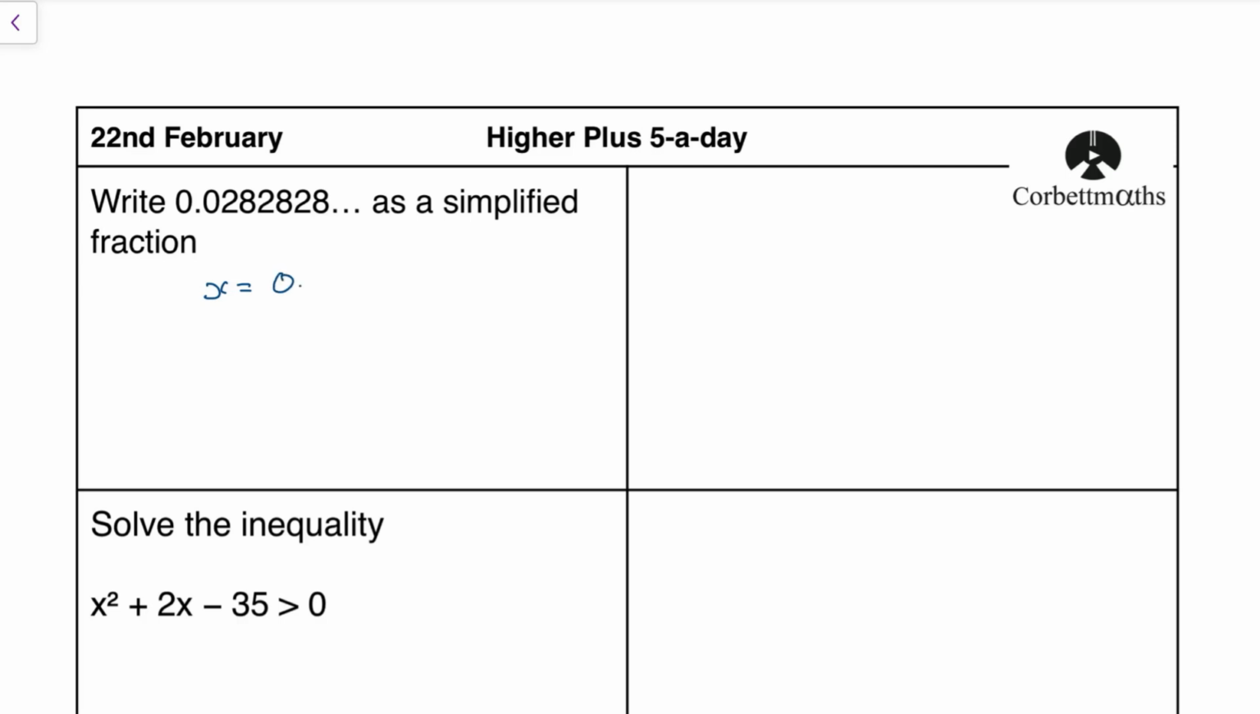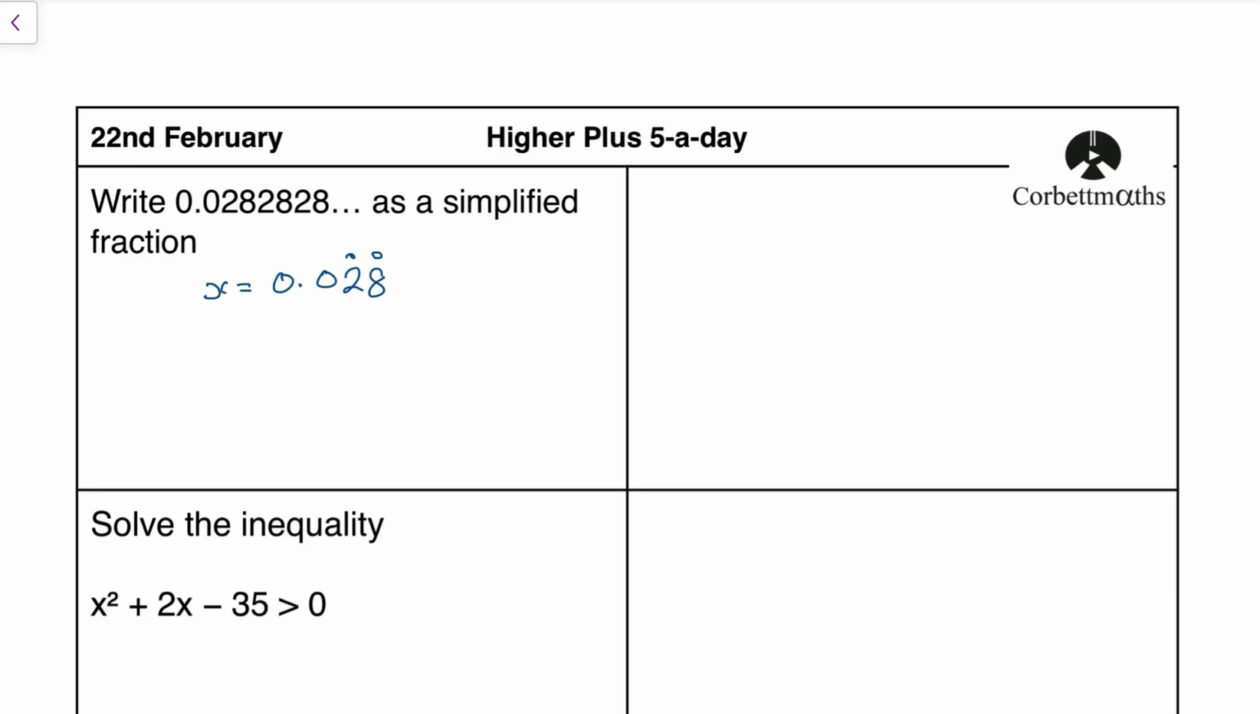So the method here is I'm going to write down x is equal to 0.0282828 with the 28 recurring, so I'm going to write it recurring like that. Now, a couple of teachers do write recurring in different ways. You might use a bar, you might use two different dots. It's fine, as long as it's clear and you know what you're doing. Then I'm going to keep multiplying by 10 until I repeat the 28 recurring in the same place.